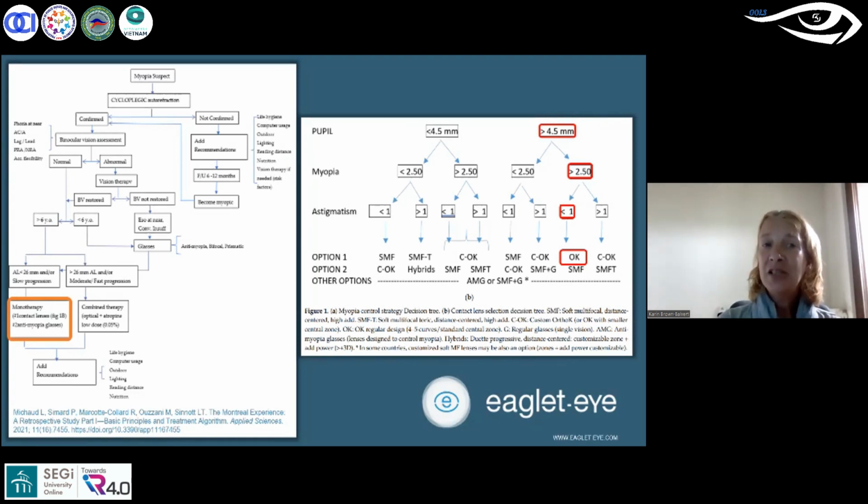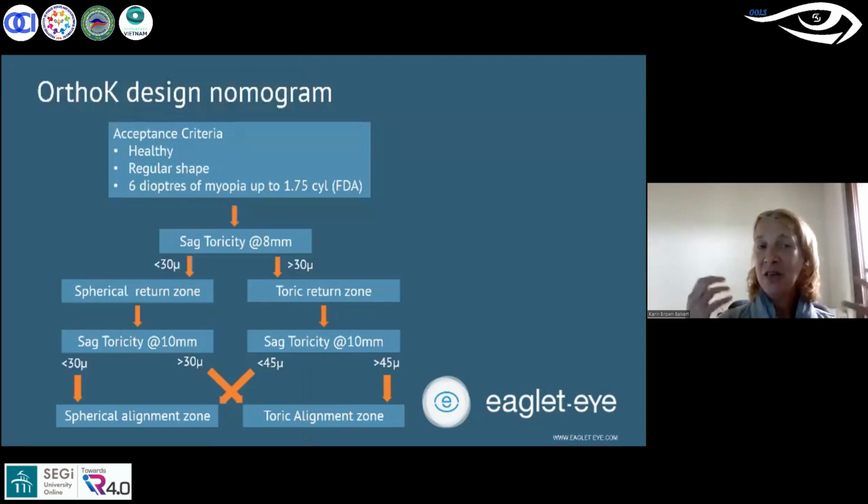So the Ortho-K design nomogram, of course, we need a healthy eye. Unlike what we use for scleral lenses, we need to make sure that you've got a regular cornea before you actually start fitting Ortho-K lenses. So healthy, regular shape. Recommendations of the manufacturers, 6 diopters of myopia with about a 1.75 still. I know there's a few tests being done with different lenses, so even scleral Ortho-K, where you might be able to get away with a higher SIL, but at the moment this is how it stands.